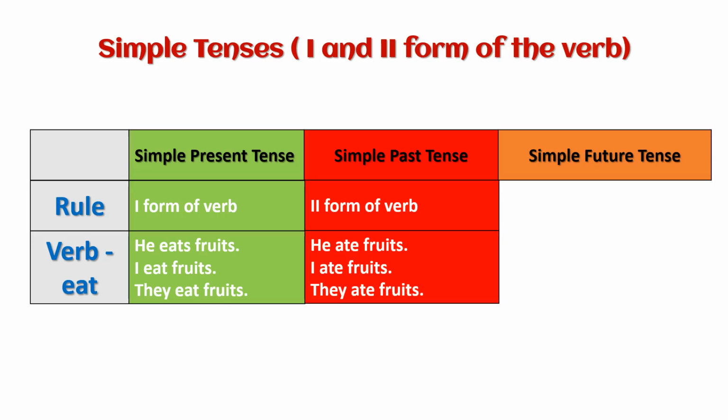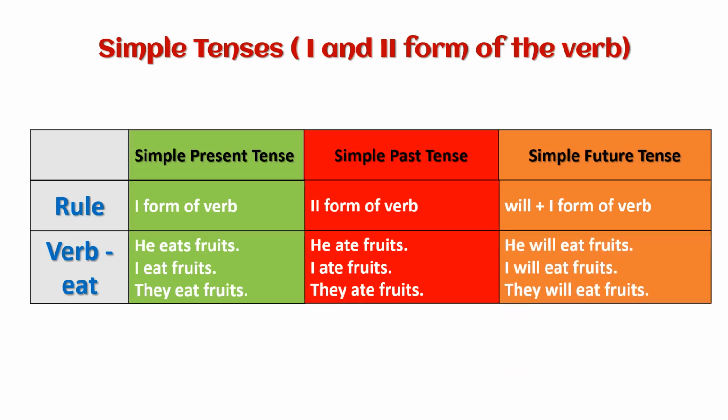What is the rule? We always use will plus the first form of the verb. Okay, what is the rule? We always use will, or you can also use shall, plus the first form of the verb. So let us read the examples here. He will eat fruits. See, you have added will and you have used the first form, that is eat. I will eat fruits. They will eat fruits. Every time, even with singular or with plural, we always use will plus the first form of the verb.